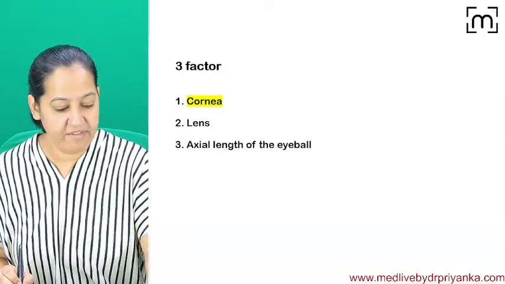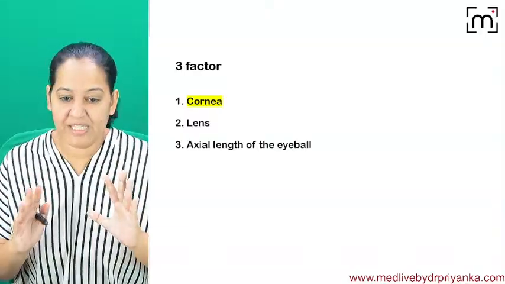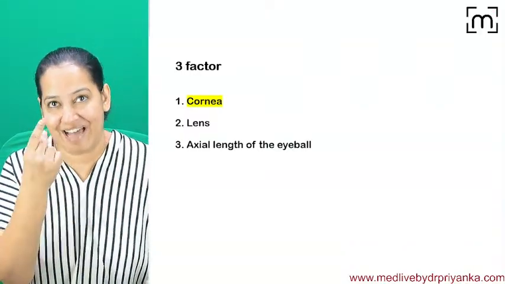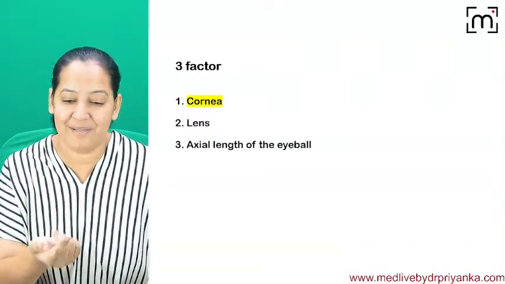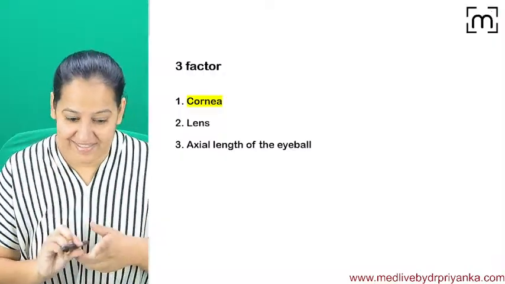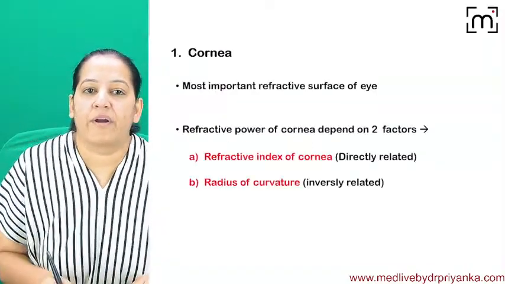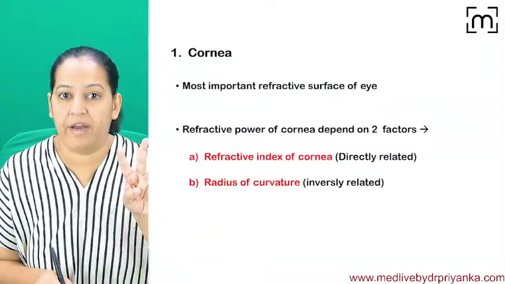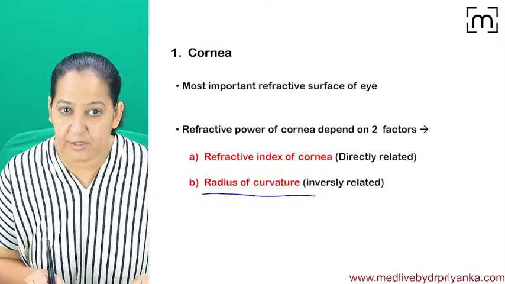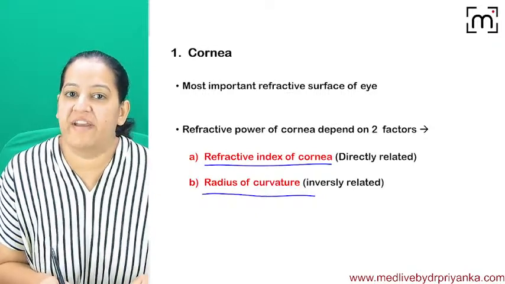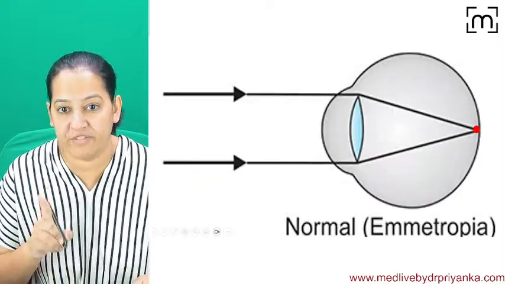So one by one we will discuss these three factors. If you have understood these three factors, understanding the diseases hypermetropia, myopia, astigmatism will be fun for you. Understand these factors, they are very important. So the first factor is the cornea. What I told you, two things of the cornea: the curvature, radius of curvature, and mu, the refractive index of the cornea. Both of them are important.